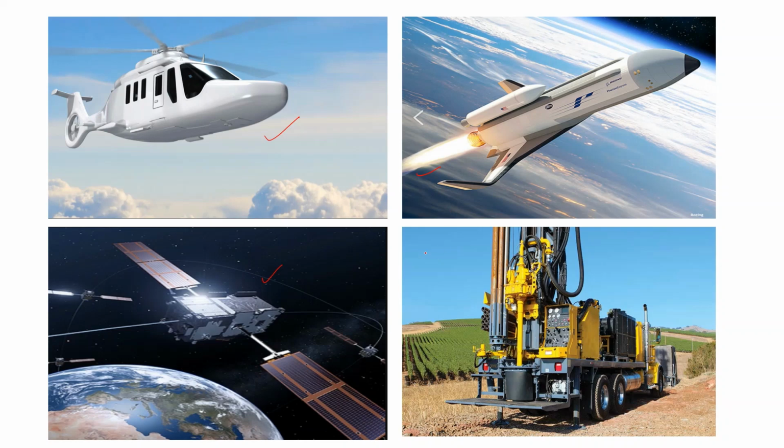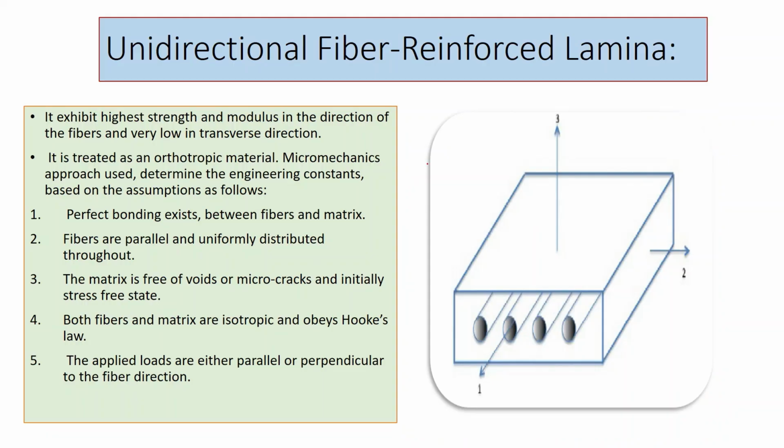Composite structures. So let's see. First of all, we will see how a composite structure is made. We know that a composite is a combination of two materials. One is the matrix and the other material is fiber or reinforcement.